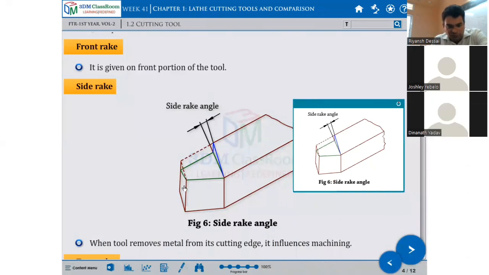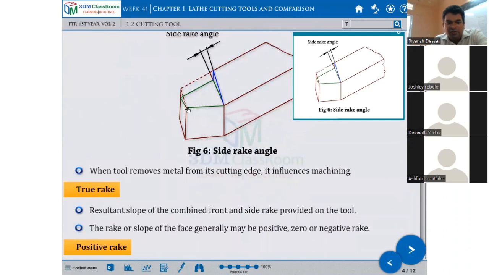This is the side rake. From here to here, the side rake is given. That is side raking. When the tool removes metal from its cutting edge, it influences the machine, making this cutting point tool geometry very difficult.